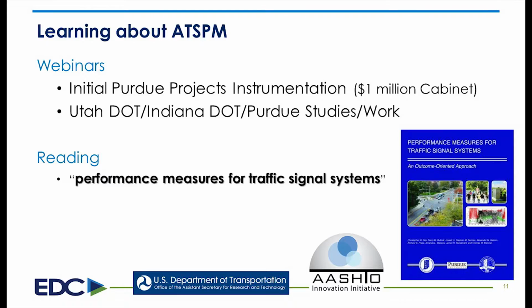After trying things on my own, I was able to see a couple webinars, and there was one webinar where the Indiana DOT talked about how they had this beautiful $1 million cabinet, and this $1 million cabinet could collect all these performance measures and all this data. I liked the idea, but I knew there was no way I was ever going to be able to buy a $1 million cabinet. Everybody at the city thinks I spend too much money as it is.